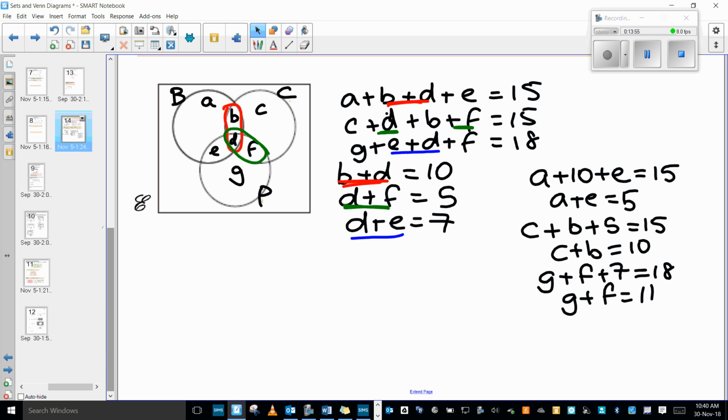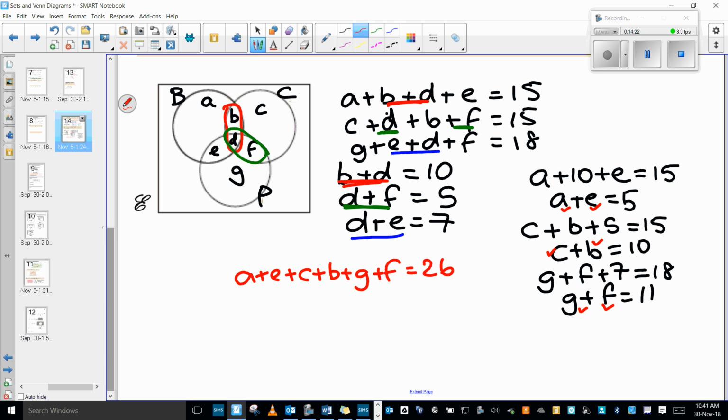So this is where my little noggin missed it. But these two ladies got it. If we establish this, we've got A, E, C, B, G, and F. So all of those are being added together to give a total of 26. So we can say that A plus E plus C plus B plus G plus F is 26. And so the only one missing here is D. Which means that D must be 3.